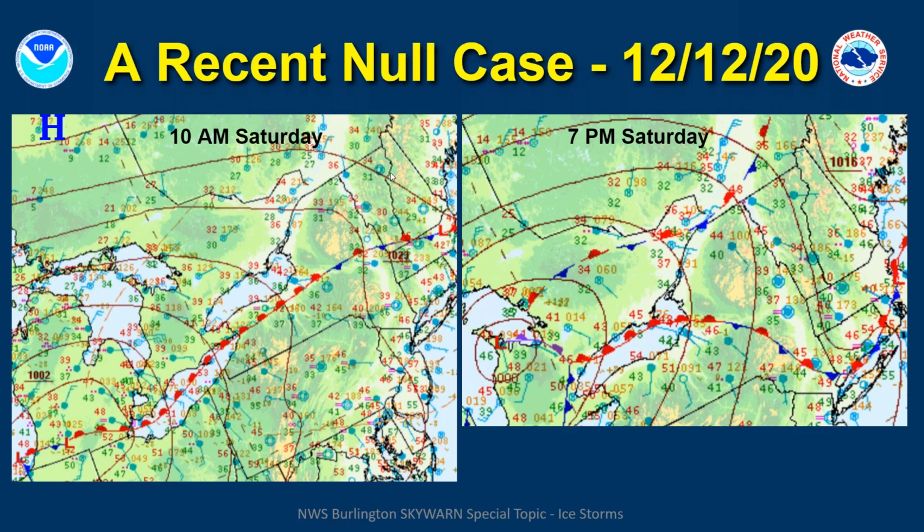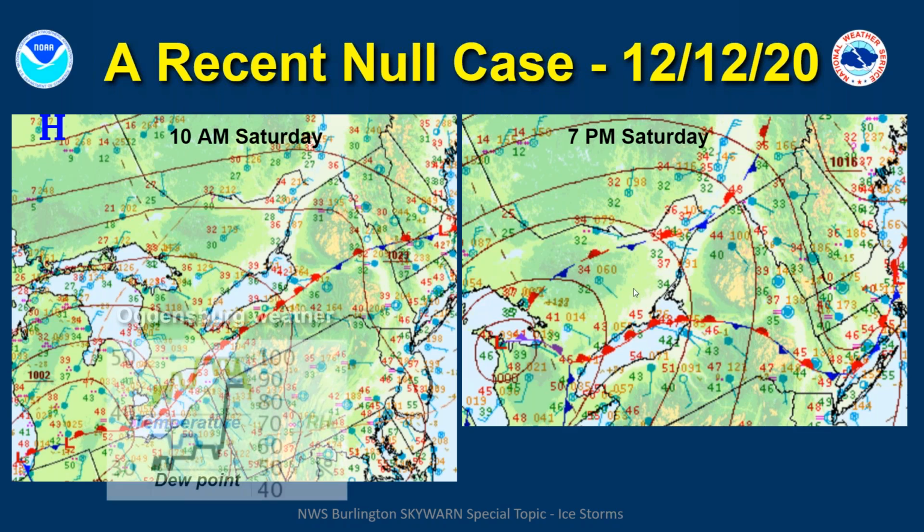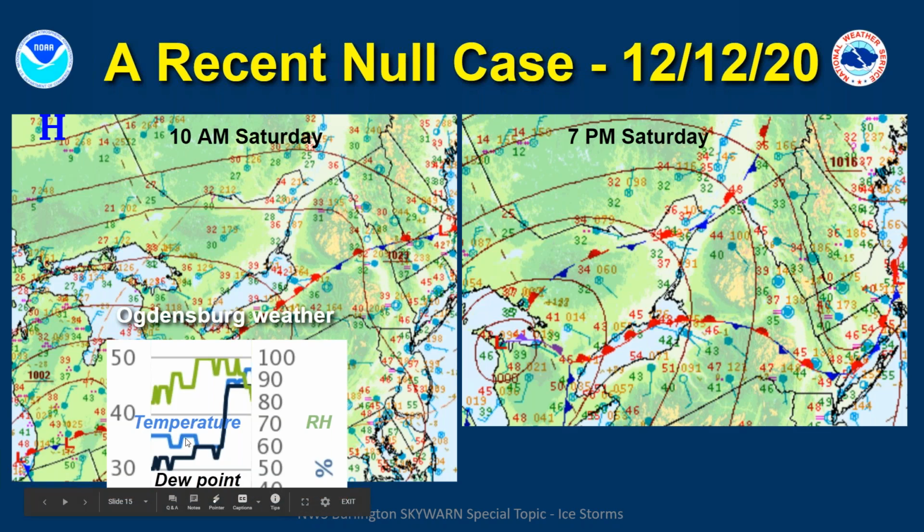So at this time, the conditions actually look roughly similar to what we are afraid of for an ice storm, as you have that cold air, sufficiently cold, with the frontal boundary to our south. However, as you can see by 7 p.m. Saturday, now the frontal boundary is actually to our north. And as you can see with Ogdensburg, temperature in blue, dew point in black, and relative humidity in green, during this time period the temperature was near freezing, and then it sat with some saturation. And then when that front lifted to the north, suddenly, instead of draining more cold air in, the temperature and dew point just jumped from the low to mid 30s all the way into the mid 40s.